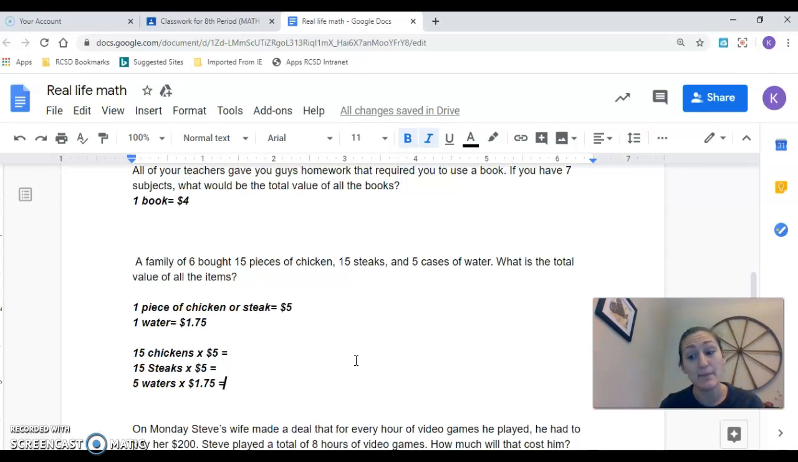And now again, Mr. Jackson said you could do this on paper. So if you don't want to do it on the computer, it's a little weird to do on the computer. I totally understand if you want to do it on paper and take a picture and send it to him. Totally okay.